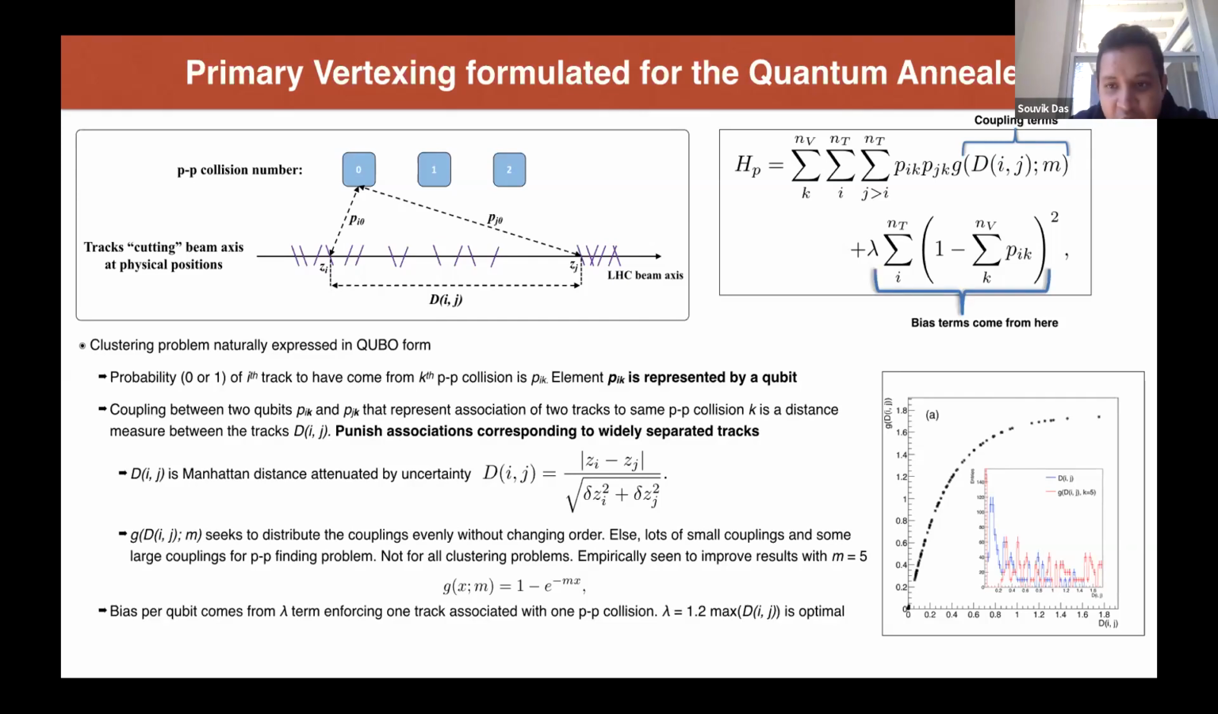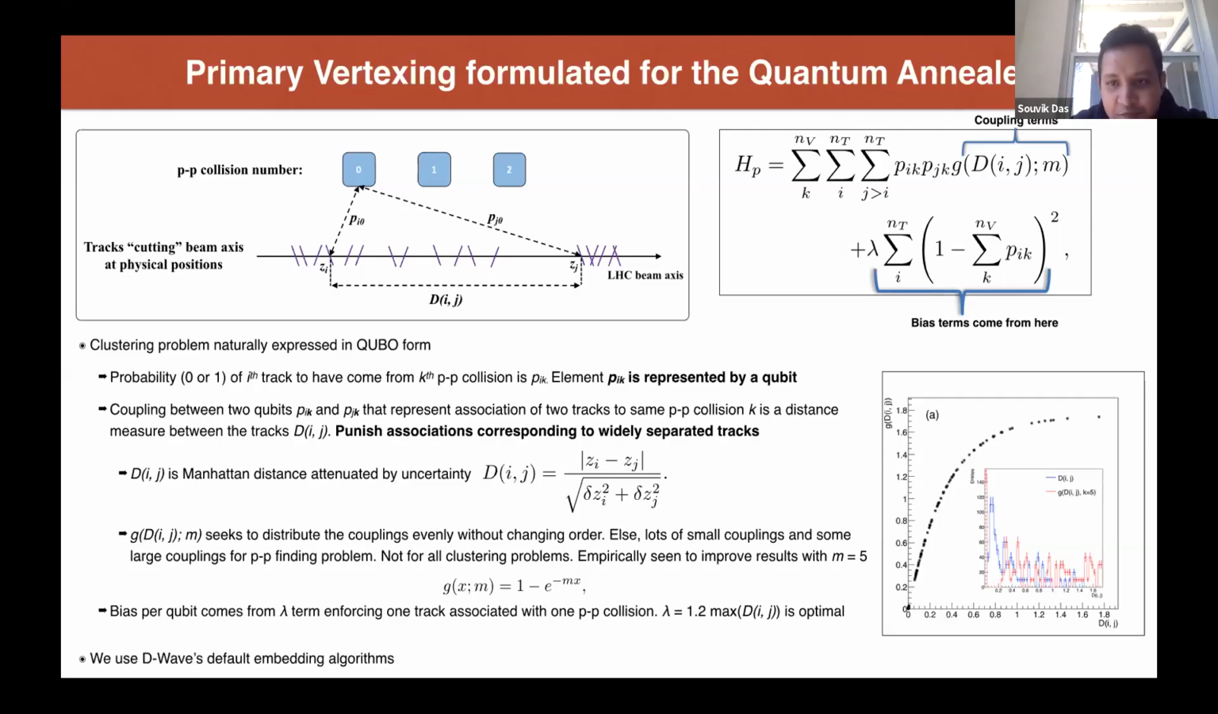And of course, then there's also another final term which has a lambda. So you can think of it as a Lagrange multiplier, but it's really a penalty term. And this is enforcing that one track is only associated at most with one PP collision, or not just at most, it is associated with one PP collision. And so this lambda also was found by trial and error to be 1.2 times the maximum of the Dij.